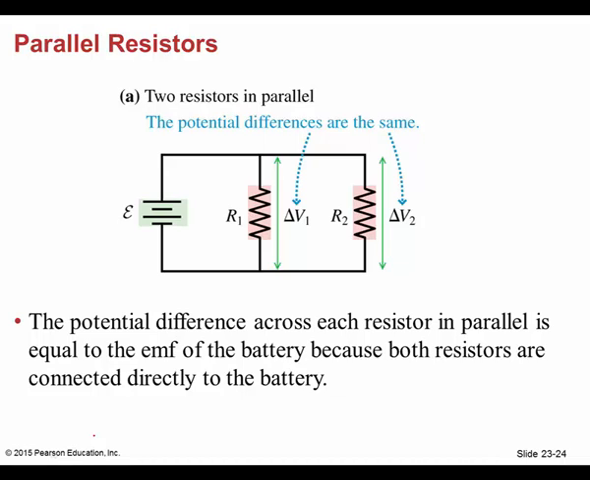Now, one thing about resistors in parallel, they're different from those in series. In series, the voltage divides on the resistors. However, with resistors in parallel, the voltage is the same. What do you mean? If I check my voltage here and here, and here and here, no matter what the resistance is, the voltage will be equal to each other.